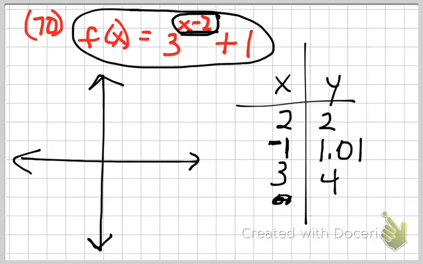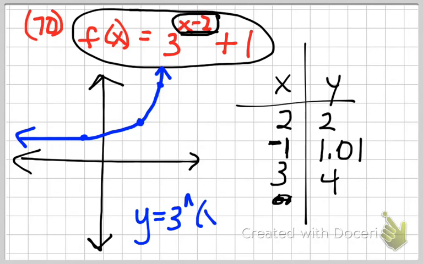Okay, so let's see if I got close enough with my numbers. If I do 2, 2, and if I do negative 1, it's just above 1. Yep, that'll work for us. And 3 is going to be at 4. Okay, so I almost messed it up really badly, but it turned out to be okay. And again, in your calculator, you would do y equals 3 to the x minus 2 power plus 1.